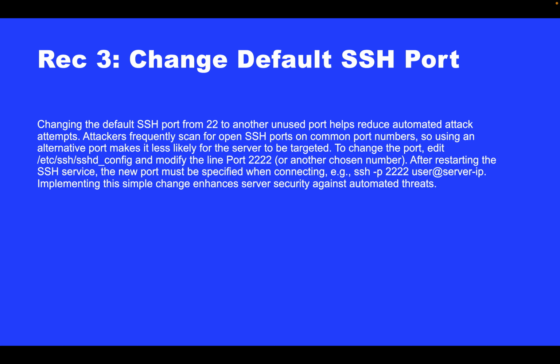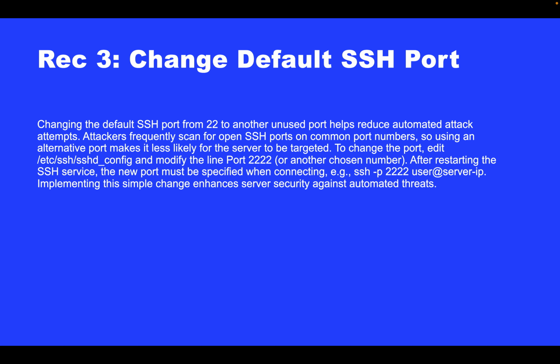Recommendation 3 is change the default SSH port. Changing the default port from 22 to another unused port helps reduce automated attack attempts. Attackers frequently scan for open SSH ports on common port numbers, so using an alternative port makes it less likely for the server to be targeted.